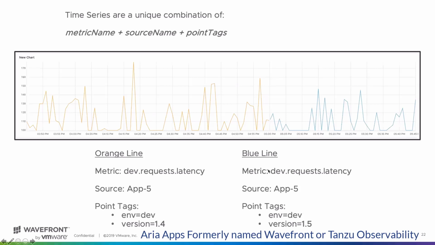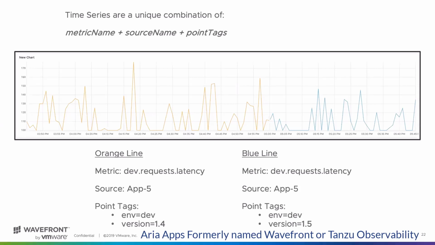The metric name is the same, dev.request.latency. Source is the same, both app5. Some of the tags are the same. On both of them, they have environment equals dev, but then the version tag has changed. Because there is a different value of one of those things, metric name, source name, point tags, this results in two different time series.